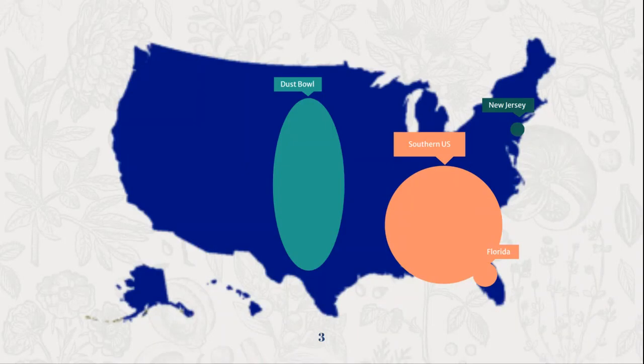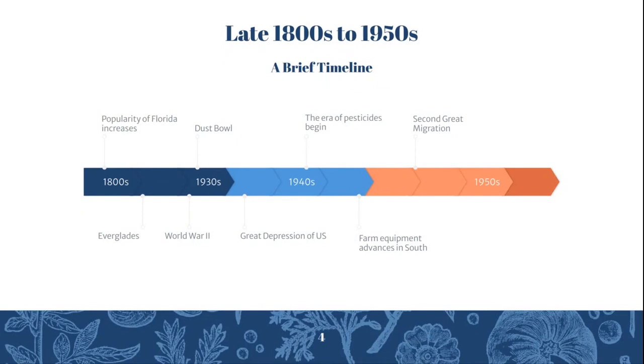So today I will be discussing the states of New Jersey and Florida, as well as the Dust Bowl and the southern United States, and how these relate to various topics such as the Great Depression in the U.S., the migrant workers of the 1940s, and modern agriculture around this time period. But before I begin, I have created a timeline to help explain how these regions and topics relate.